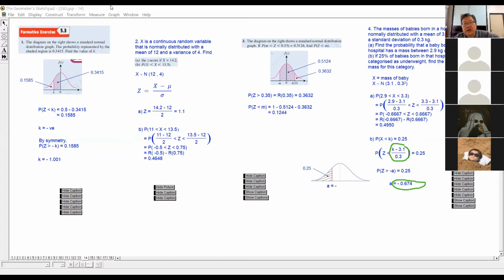So I equate the two z-scores and solve for the value of k. I get k is 2.898. So if the baby's weight is less than 2.898, then they are underweight. Most of the babies are between 2.9 and 3.3. More than 3.3 means the baby is already very fat.